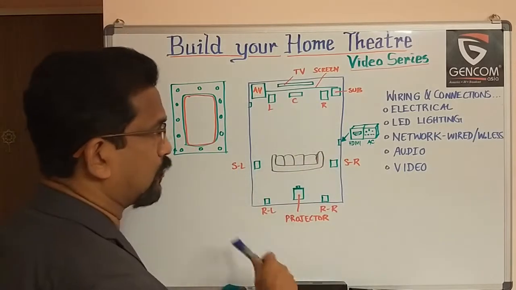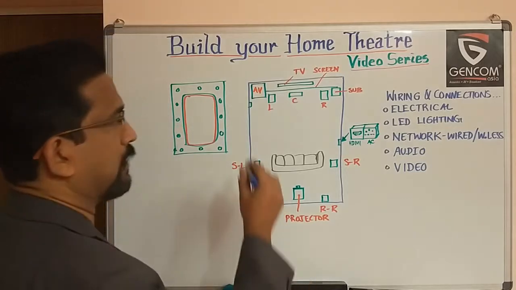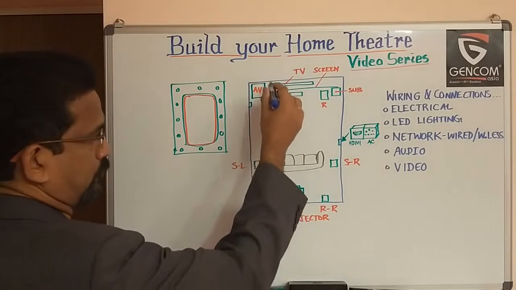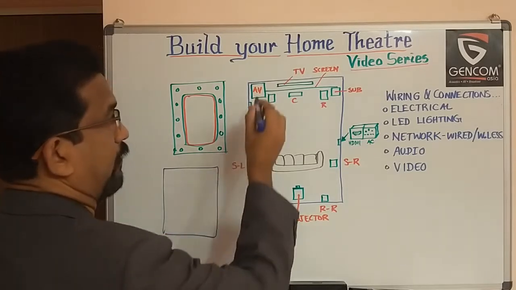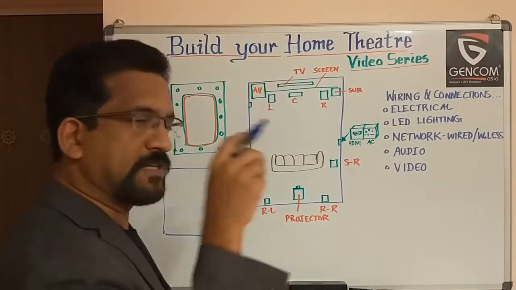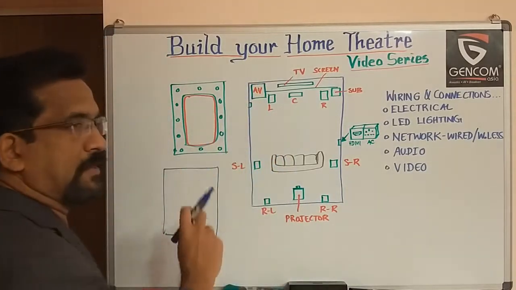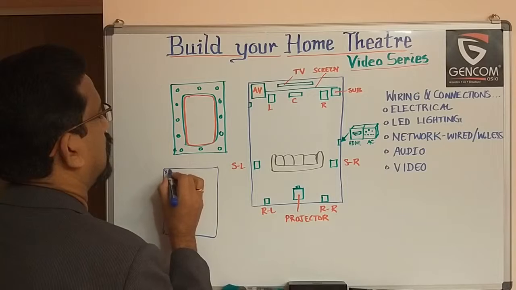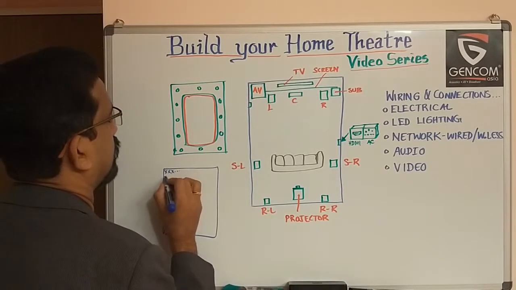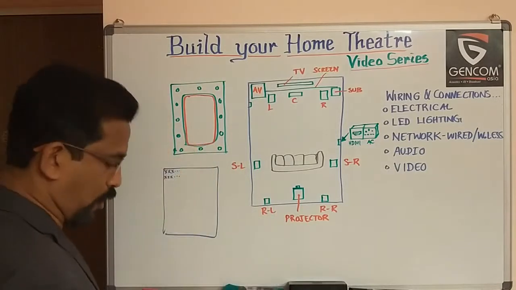Now with this layout, where are the electrical points that are required? Now in your layout, for example, I'm going to draw in a smaller scale. Now for audio visual, the first is you need AC sockets, right? For AV, I would recommend at least some 10 sockets. 1, 2, 3, 4, 5, 6, 7, 8, 9, 10. 10 sockets to be provided on the wall.